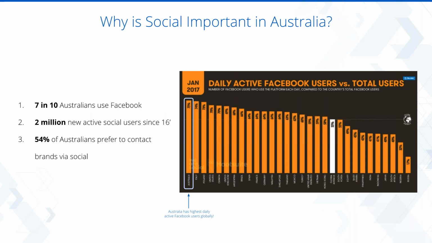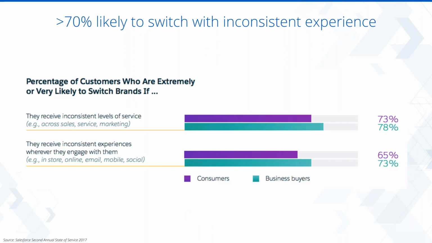Australia has the highest daily active Facebook users globally, according to the We Are Social report that just came out. 7 in 10 Australians use Facebook, and there have been 2 million new active users since last year. Another stat: 54% of Australians prefer to contact brands via social, which is really powerful, and brands just need to start gearing up for the influx of people wanting to talk to them through social.